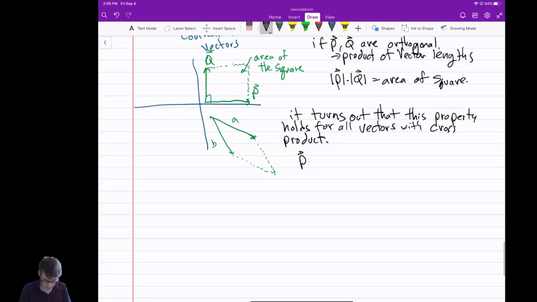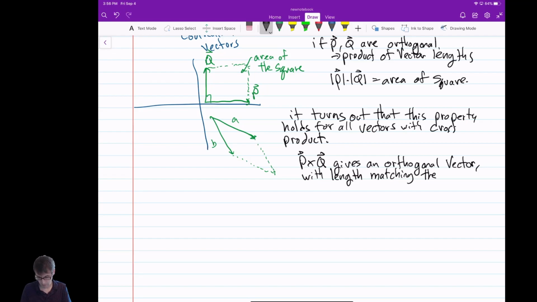So P cross product Q actually gives an orthogonal vector that we've talked about with length matching the area of the parallelogram. Oh my god, how do I spell that? I hope that's close enough to understand. Matching the area of the parallelogram defined by P and Q. Okay, so it'll give me the area of this parallelogram.